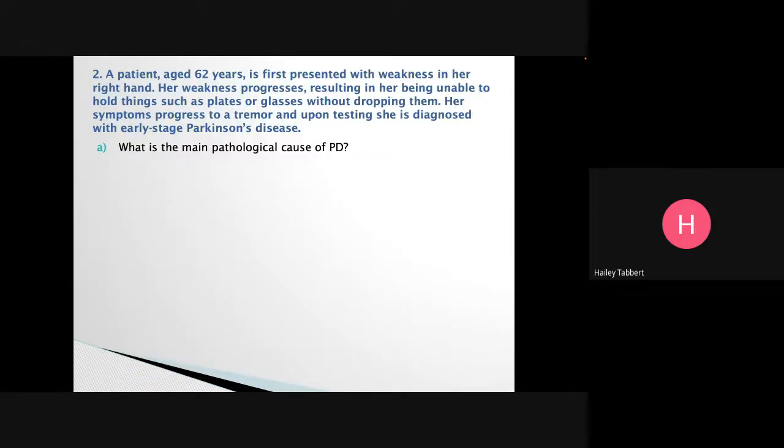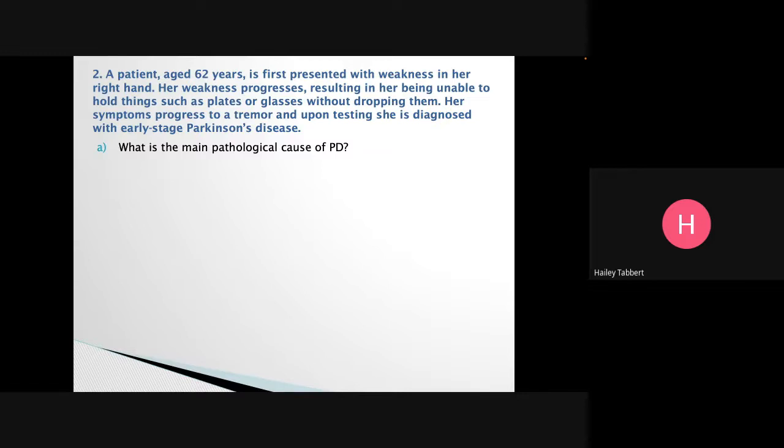So I just have a case study question up here on the board. A patient age 62 years old first presents with weakness in her right hand. Her weakness progresses, resulting in her being unable to hold things like plates or glasses without dropping them. And her symptoms progress to a tremor. Upon testing, she is diagnosed with early stage Parkinson's disease. So, what is the main pathological cause of Parkinson's disease? Does anyone know?